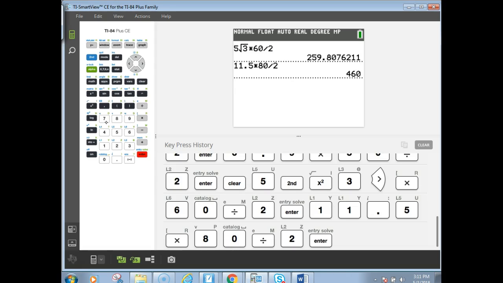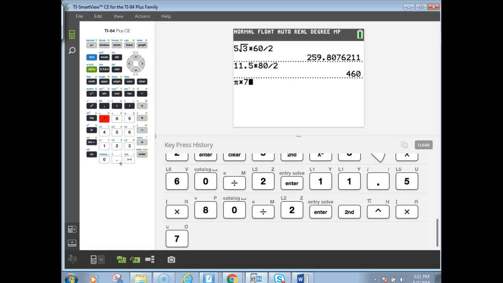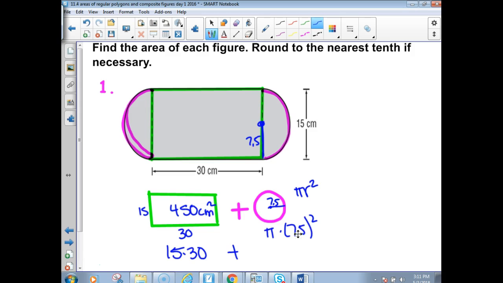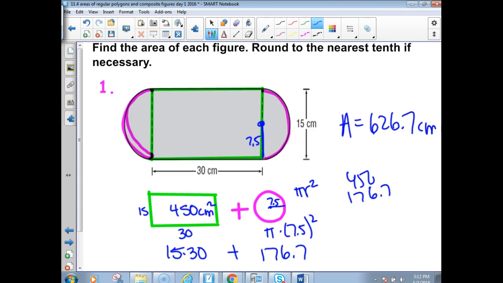Okay, pi times 7.5 squared is 176.7. So you could have just done 15 times 30 plus pi times 7.5 squared, and you would get the total, which is actually 450 plus 176.7. What's our total area, please? 626.7 square centimeters. Thanks.